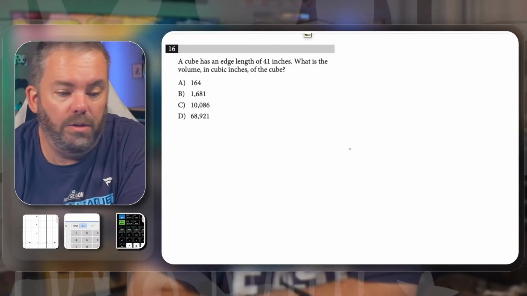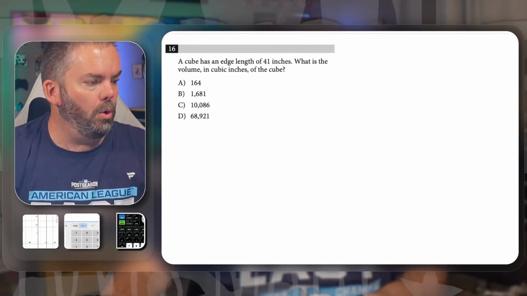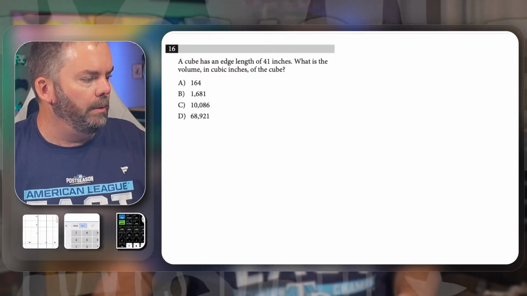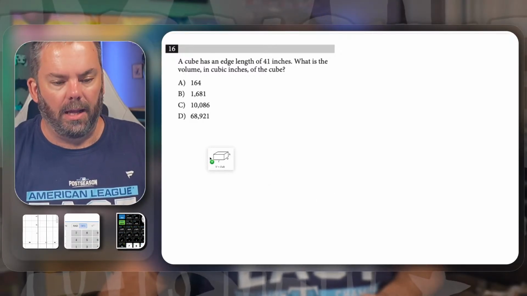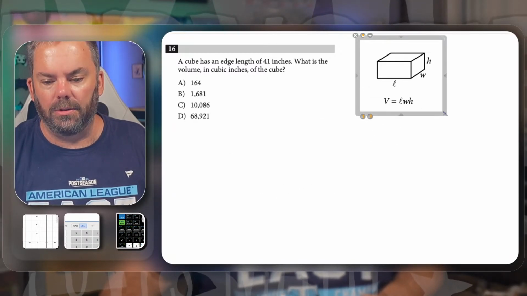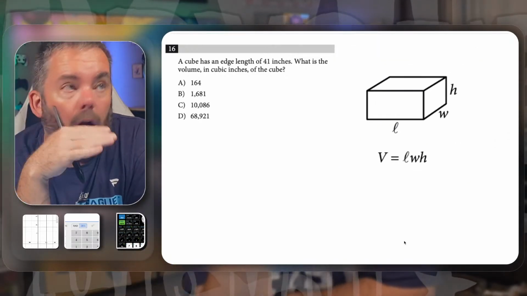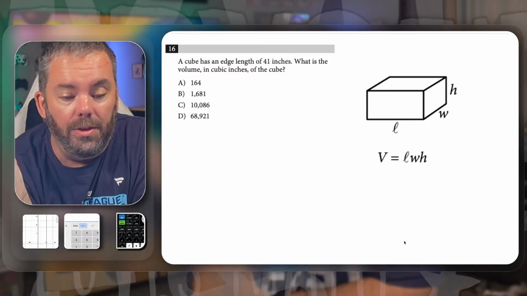Groovy, I'm hoping you're enjoying this review. We don't have too much of it left. Let's see. A cube. Now, they don't give us the formula for a cube. But a cube is just a special type of rectangular solid, right? There's a rectangular solid. And a cube is a special type where all three dimensions, length, width, and height, are all the same.